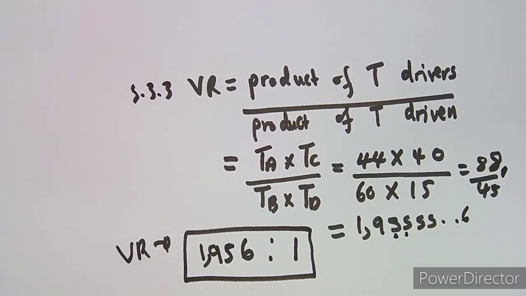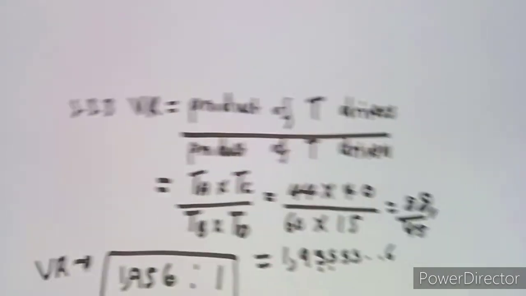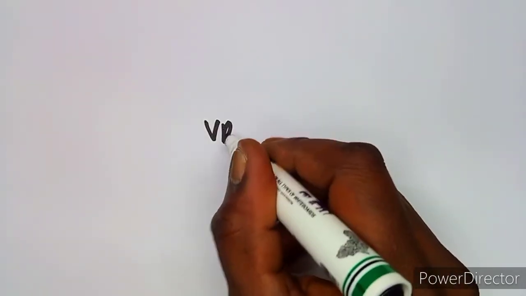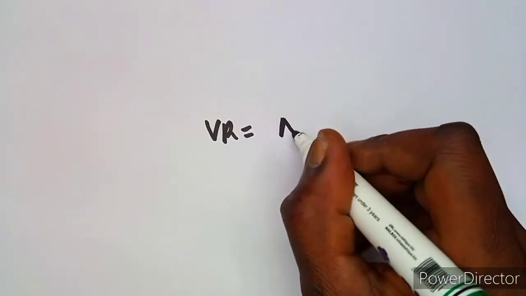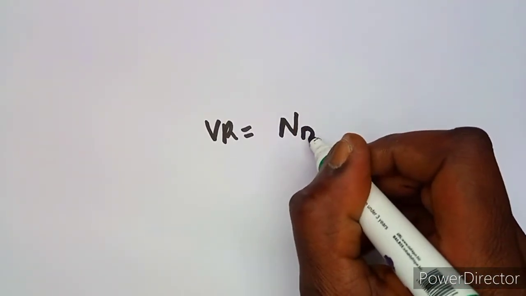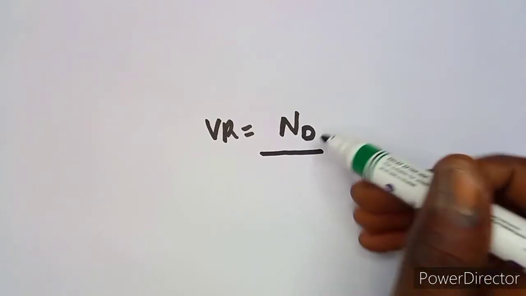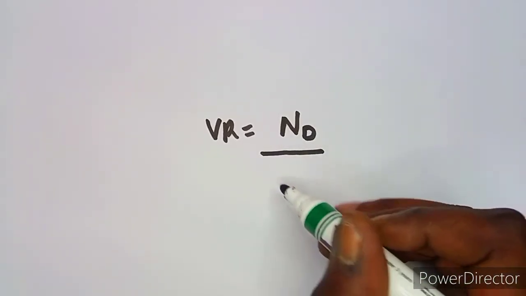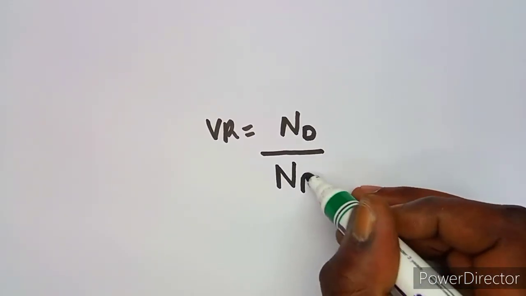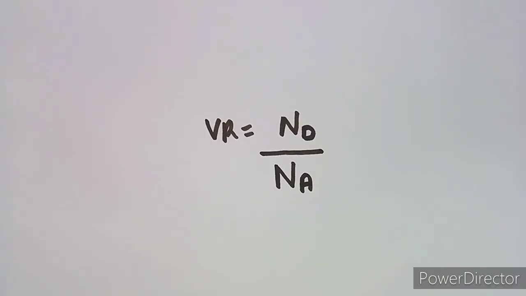Or we could have just used the rotational frequency. Besides using the number of teeth, we use the rotational frequency. When we use the rotational frequency, what is going to be the formula now? Let me write it here. It's going to be the rotational frequency of the final driven over the rotational frequency of the one that we started with, the first driver that we are given.